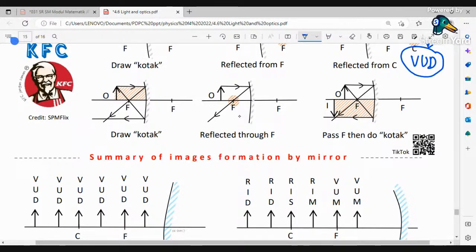It's just the reverse of this, can you see? If it passes through F, it will reflect parallel. Parallel, it reflects through F. And the two rays meet here, so it means the image is formed here. So the image formed here is a real image, inverted, magnified. Okay, real.